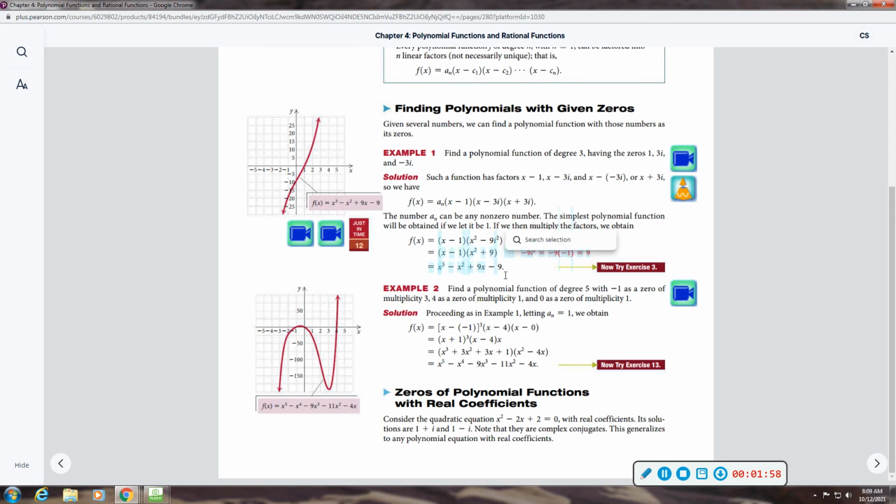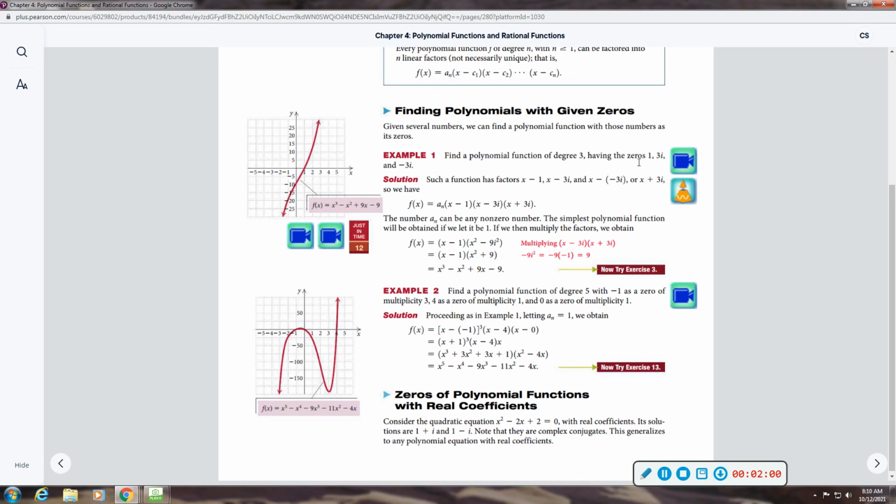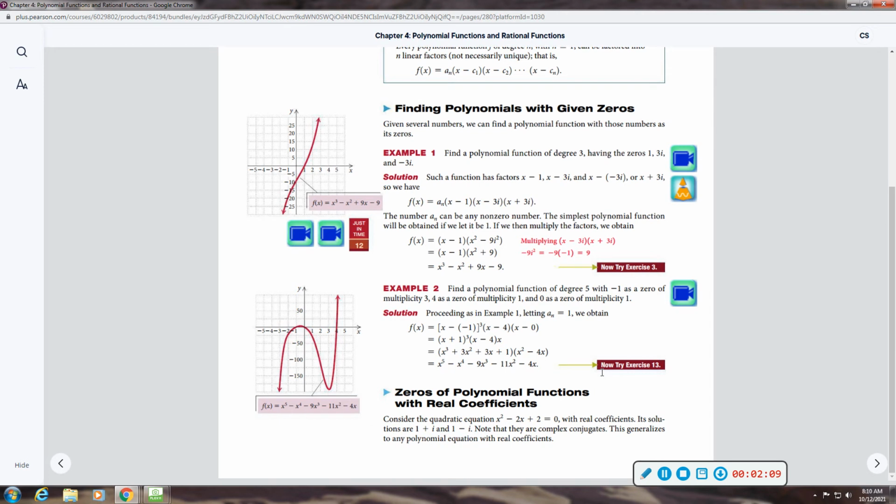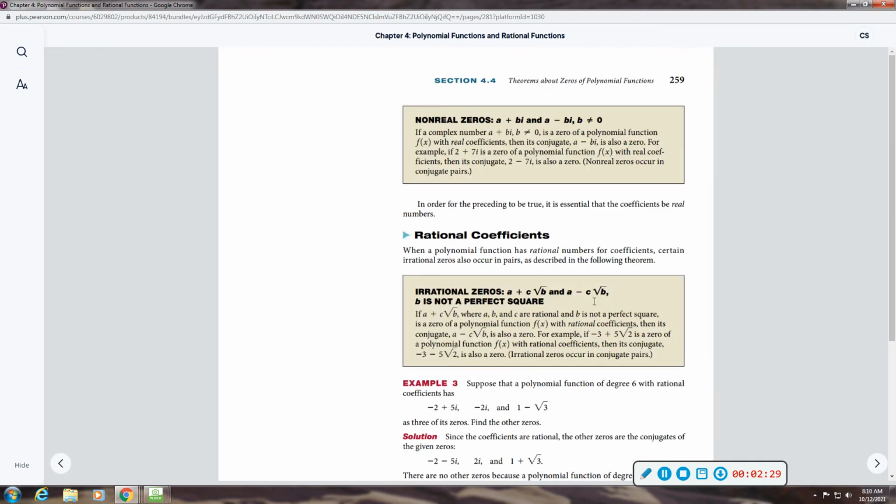So in the text, I'm going to be showing you that once they give us the zeros, we'll write them as linear factors, and then we'll find the polynomial. Sometimes they'll give you some with different degrees of multiplicity. For example, this one, degree 5, negative 1 is a zero of multiplicity 3. So they do x minus negative 1, which turns to x plus 1, and they have a third power on it, so that means multiplicity 3. So we'll do something like that.